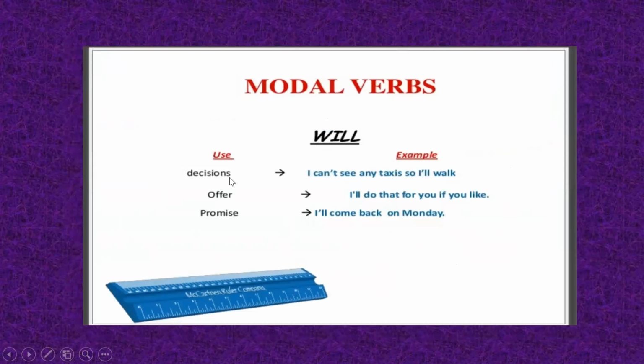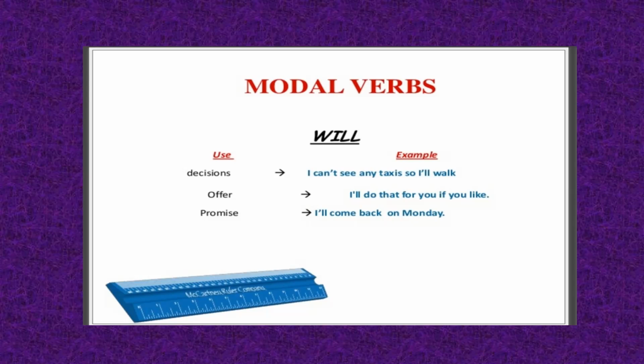Now, will is used to express your decision. I will do this. So you are strongly telling your decision. You're strongly expressing your decision of doing something. Okay. I can't see any taxi, so I will walk. So you are taking a decision, and it's a strong, unshakable decision that you will walk. When you offer something, I'll do that for you. So you're offering it, right? And promise can also be taken as the strong possibility. Okay. That is, I will come back on Monday. So it's a strong promise.